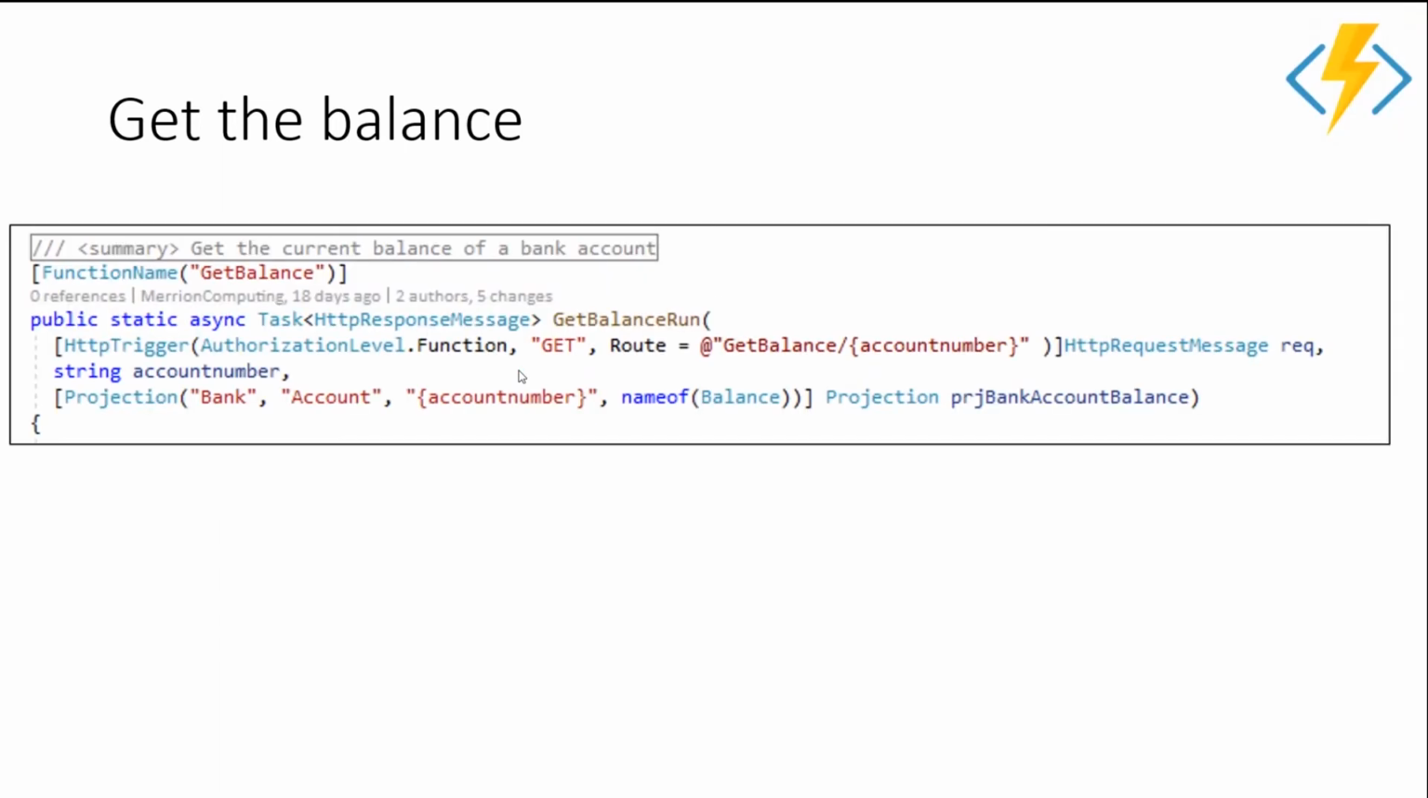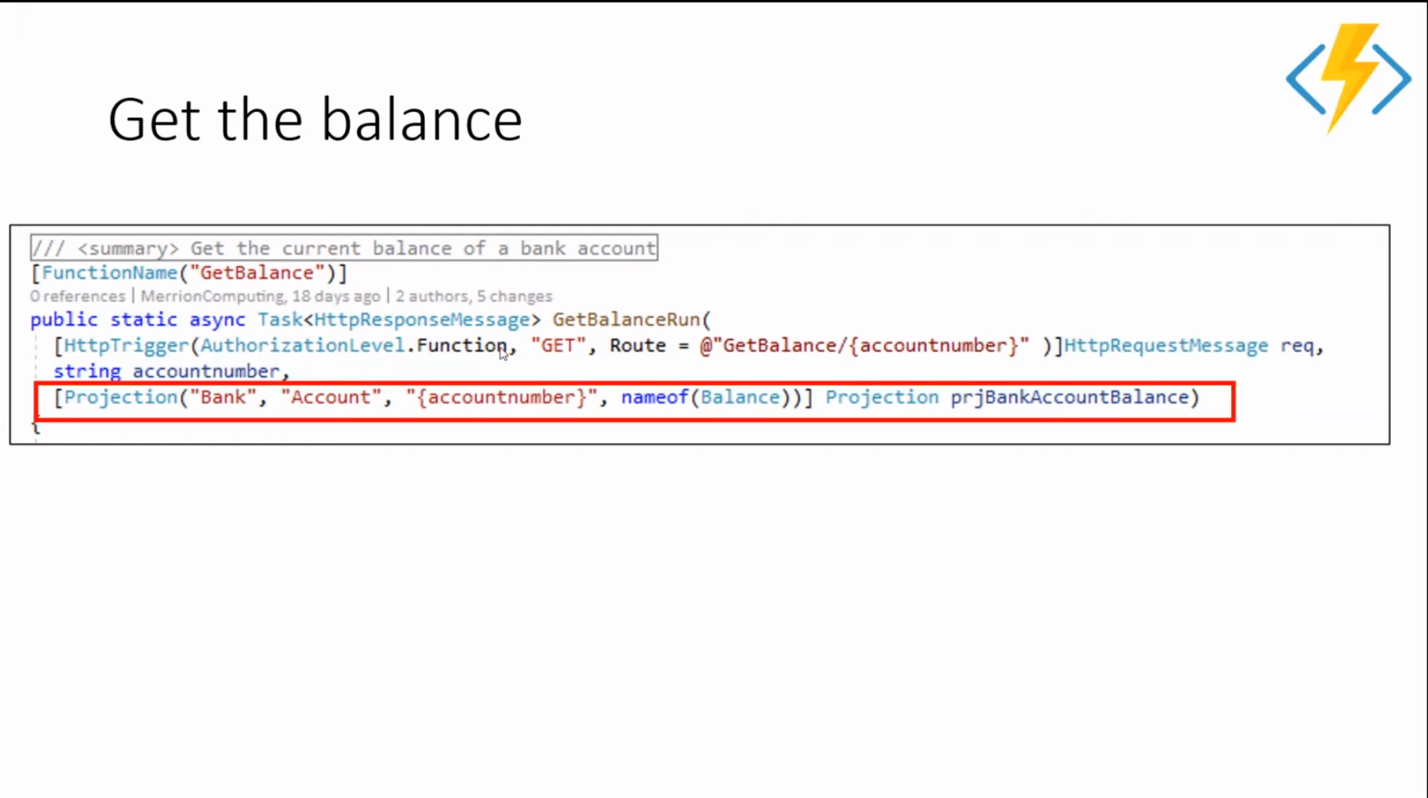And again, it's the same idea. We're getting the balance. We pass in the URL, and we have our bank account and account number. But as it's a projection, we also need the class that does the operations of the projection. So that's this one here, and it's just saying the class to pass in is the balance class. And that's just the type of projection that we're going to run.